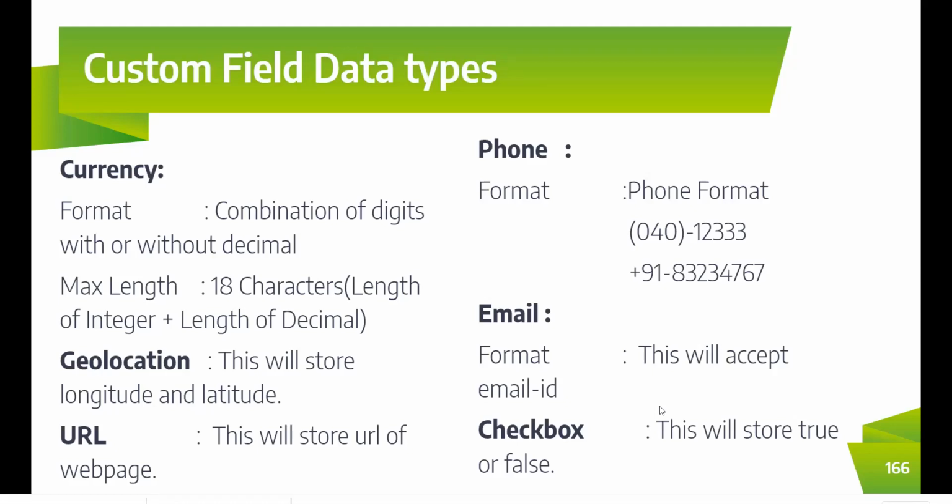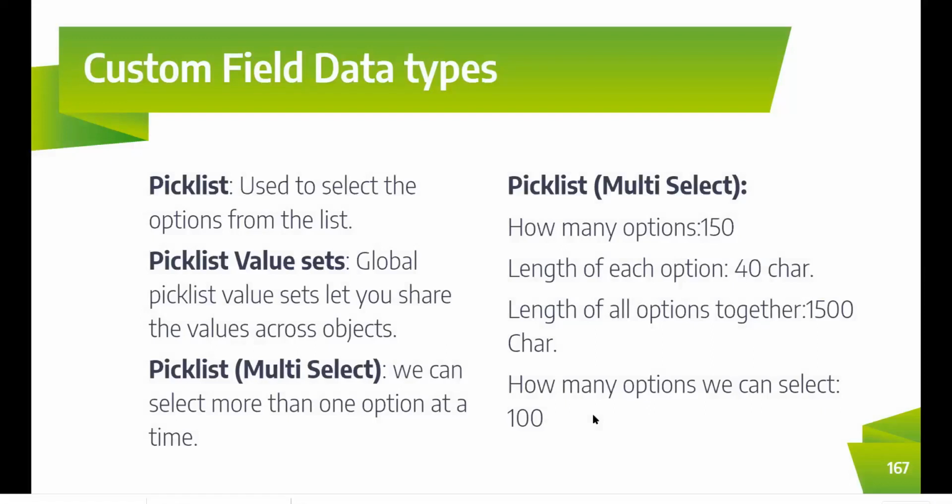Check boxes are mainly used for gender, right? Yes or no. For such cases, true or false, we use the check boxes. We can use check boxes here. Then pick list, right? Actually, pick list goes with what is that?